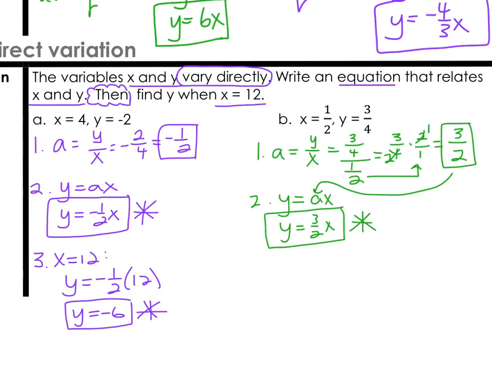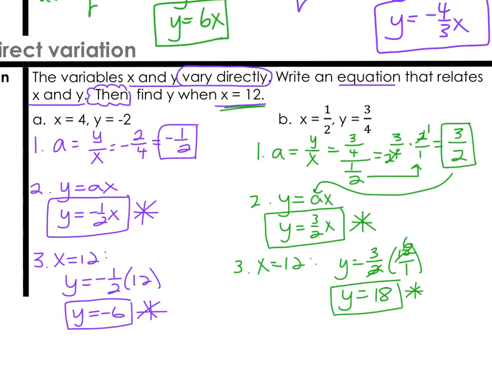Make sure to have all of this written down so that when it comes time to practice this, you have templates to follow. Last but not least, find Y when X is 12. We're just going to plug in 12 to our formula. Y will equal 3/2 times 12. I'm going to put 12/1. I recognize that 2 will go into 12 evenly 6 times, and 3 times 6 is 18. That's what Y will equal when X is 12.